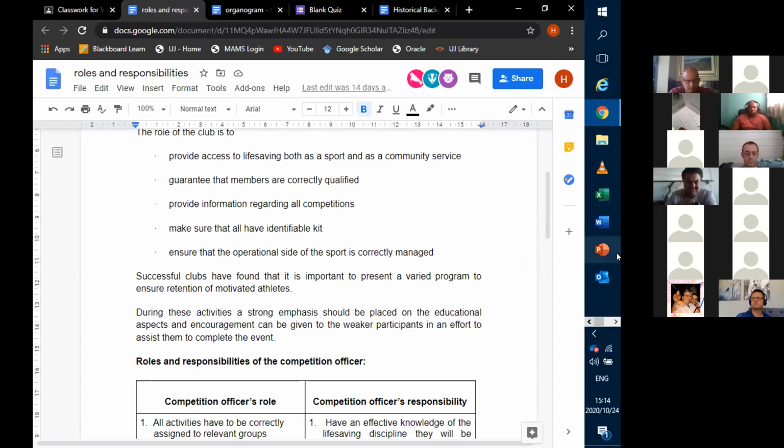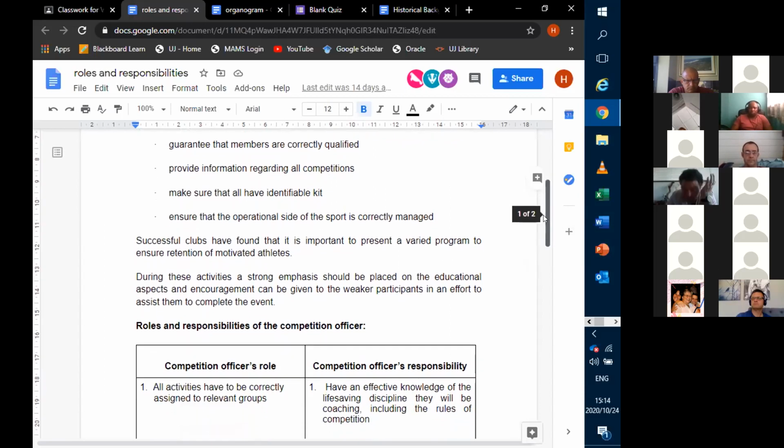Now, over here, the coach forms quite an important part of this management in the club, okay? Successful clubs have found that it is important to present a varied program to ensure retention of motivated athletes.